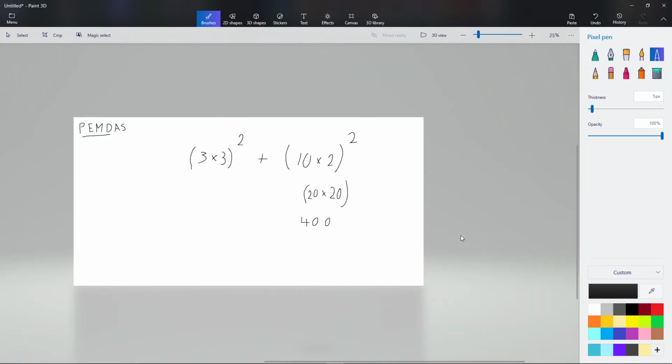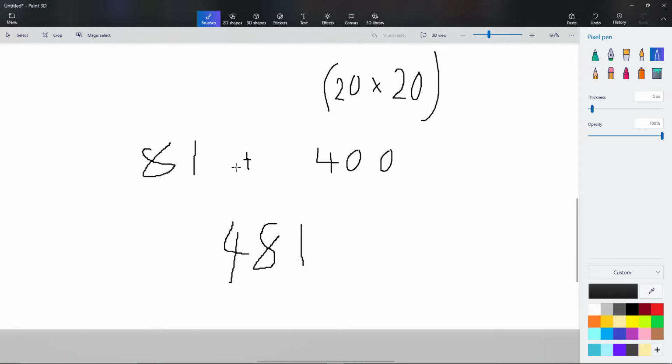It's just, I remember my powers all the way up to 20, and that's about it. Can't tell you more than that. Yeah, so there's that. We have 400 now plus 81, and this is just 481. No big deal. Very simple. Too easy to explain. It's just how it goes.